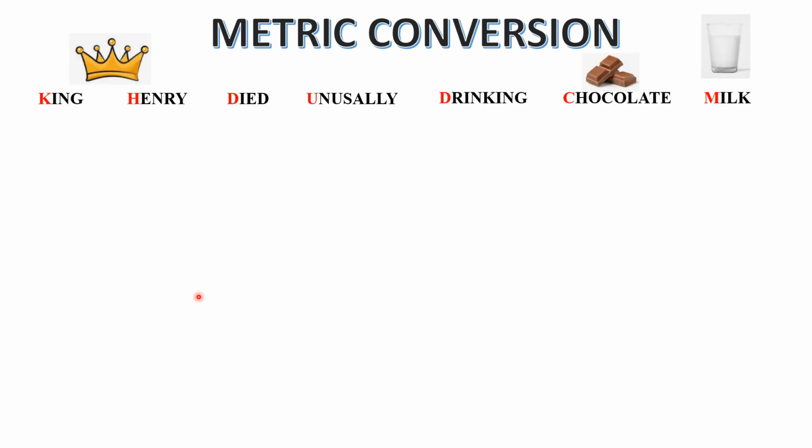Now to remember the sequence of metric units, I use a fun sentence. King Henry died unusually drinking chocolate milk. Now here each first letter of the word stands for a metric prefix. I have shown here the first letter using red color such that you can easily identify it. So K stands for kilo, H stands for hecto, D stands for deca, U stands for unit.